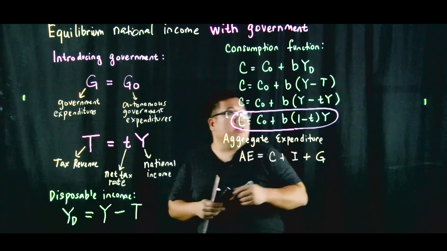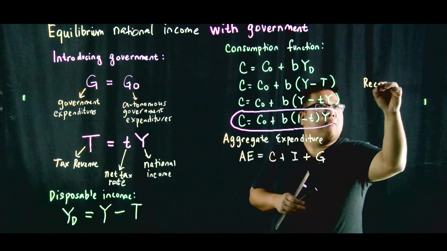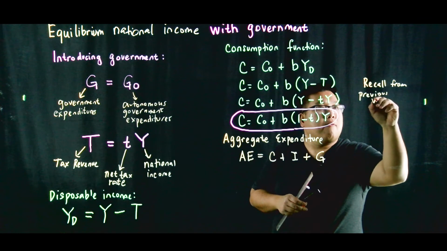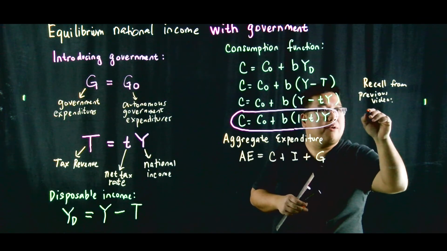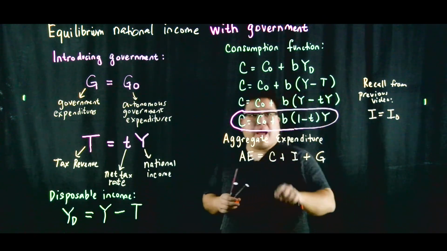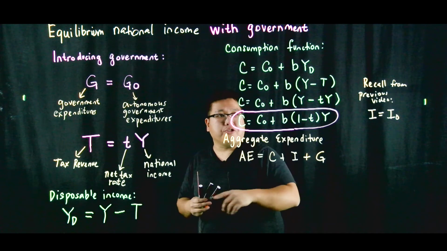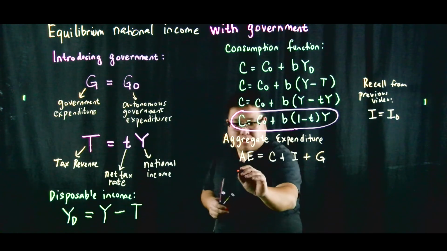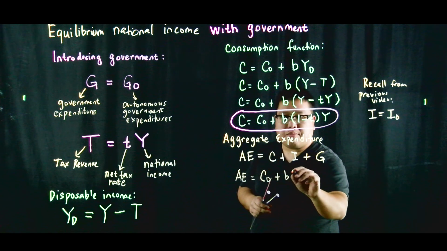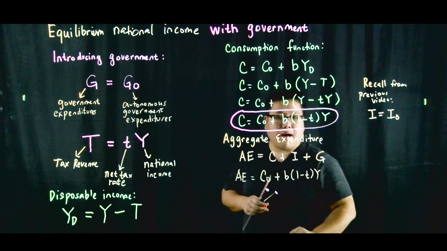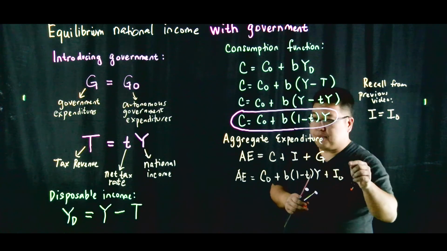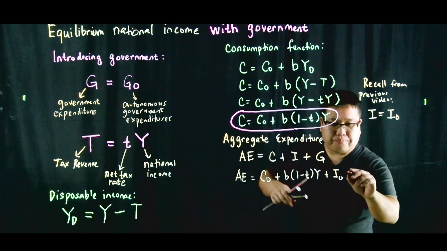Recall from the previous video that we assume that I equals I sub 0. So we're going to include that here. And using our definition of the consumption function with government, now we have the following: AE equals C sub 0 plus B times 1 minus t times Y plus I sub 0, because of our assumption, and we assume that G equals G sub 0.